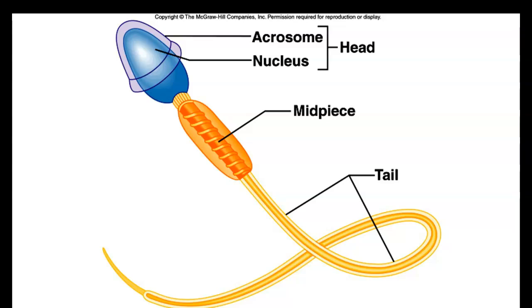Now this is going to be your diagram or your picture that shows you. So you see the acrosome that's going around the nucleus. Those together make up the head. Then you have your midpiece, which is going to contain your mitochondria, where your ATP or your energy is going to be. And that's going to control the tail or activate the tail, which is going to actually move the sperm.